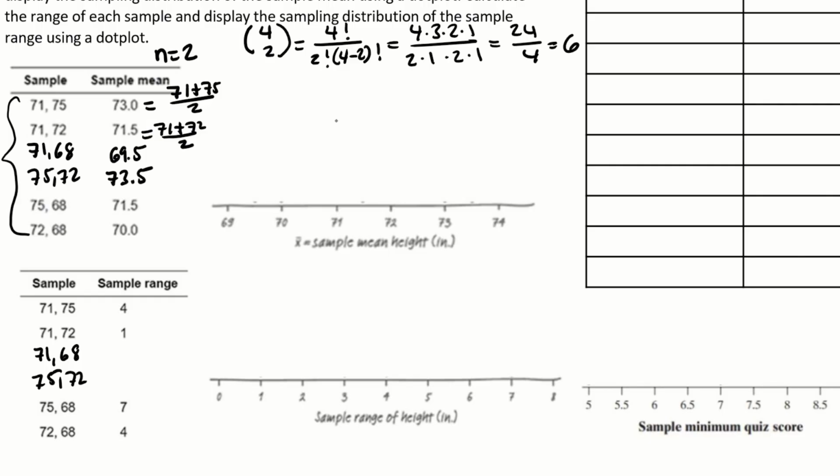All right, so now we're going to graph these in here, and this is going to form our sampling distribution of sample means. Okay, we got 73, so a dot there. We got 71.5, which is right here, 69.5, 73.5. 71.5, so another 71.5, and then 70. And this forms our sampling distribution of sample means, okay?